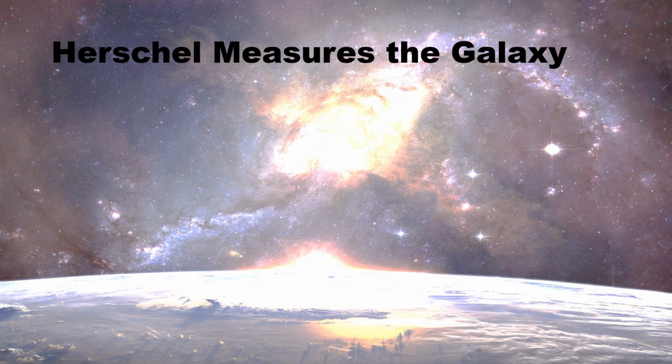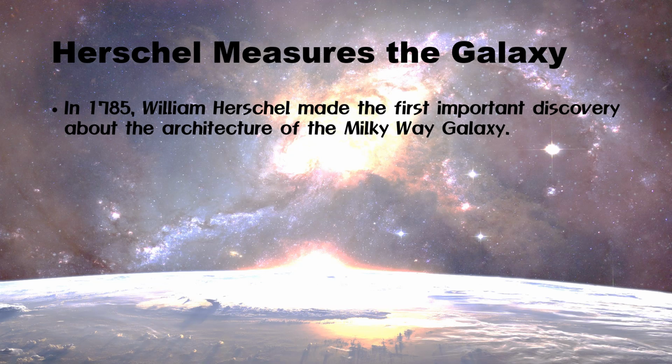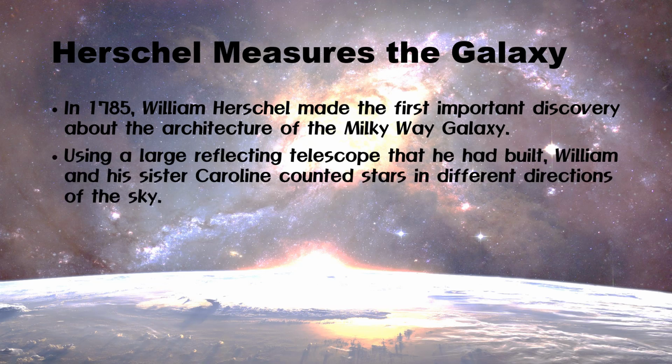And in order to really get a good scope of our galaxy and how we came to understand how it works, we needed to do a little history and look at a man named Herschel who actually first set about measuring the galaxy. In 1785, William Herschel made the first important discovery about the architecture of the Milky Way galaxy.